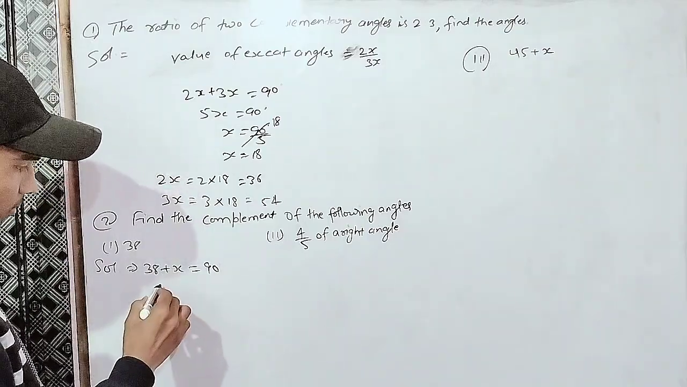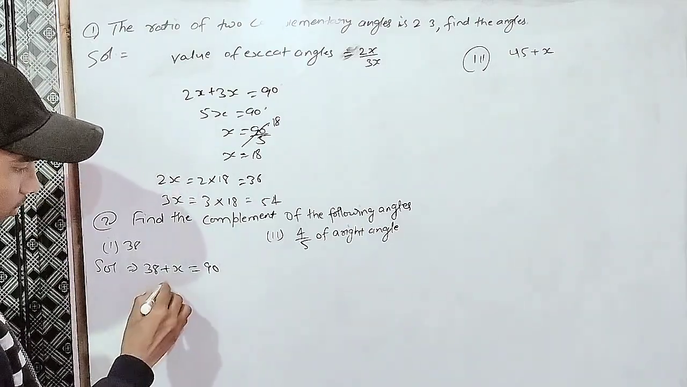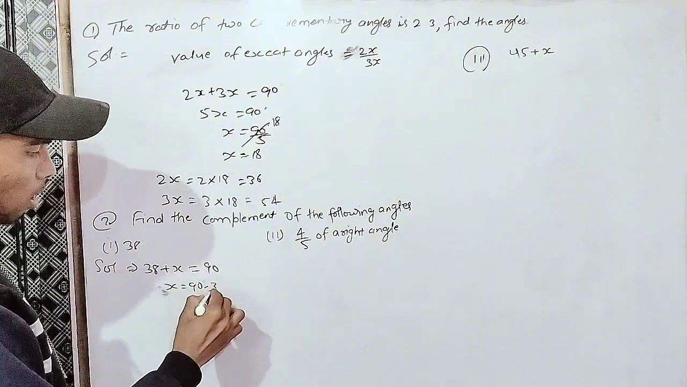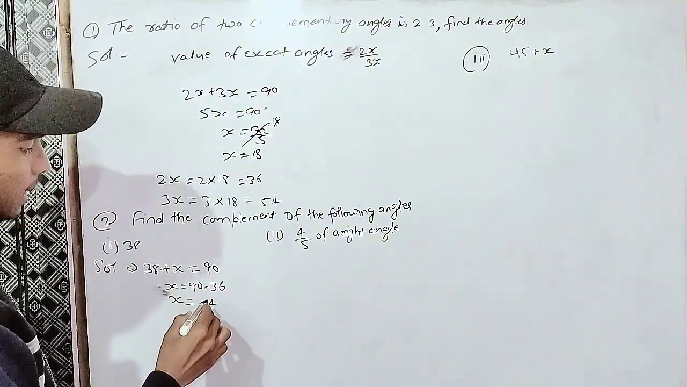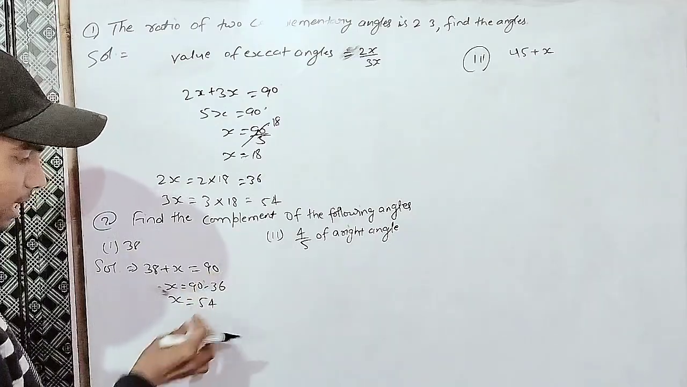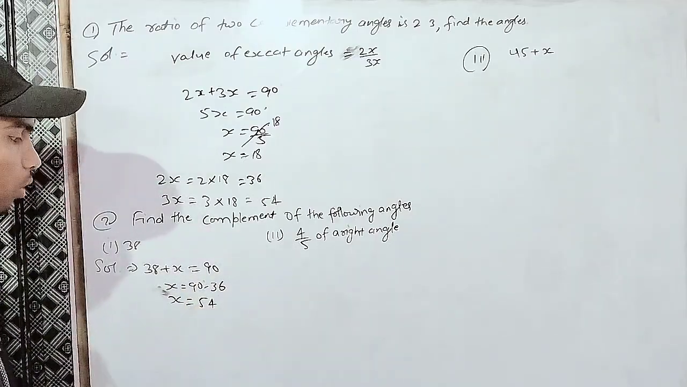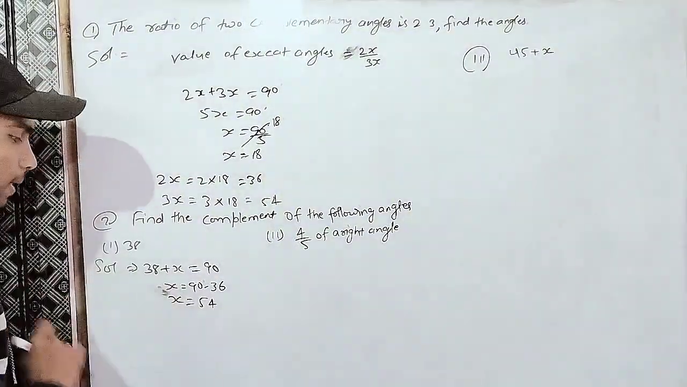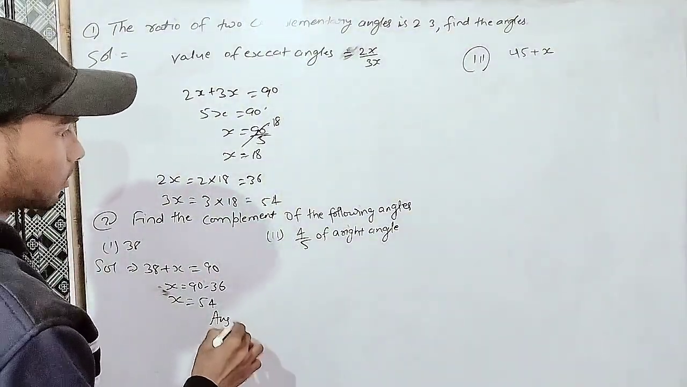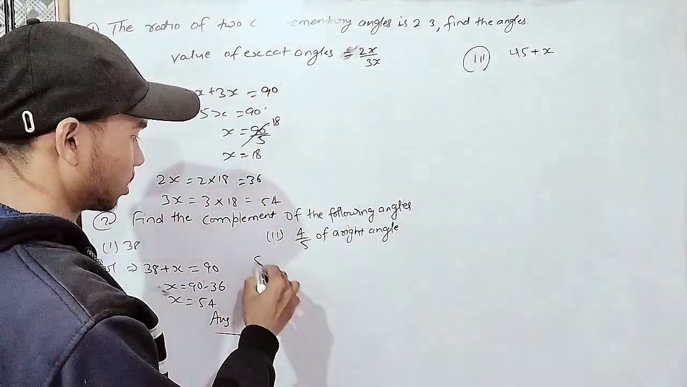Now its equation: 38 plus x equals 90, so x is 52. This is the complement value. This is the value of a complement of 38. Got it? Now next is this question.